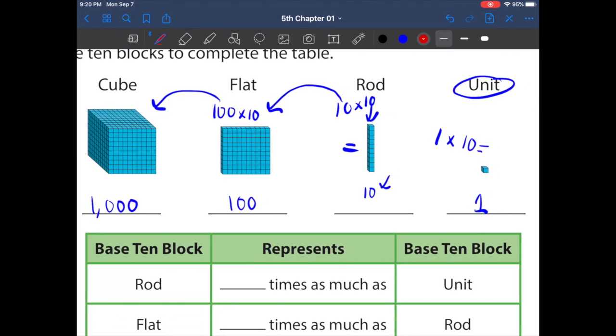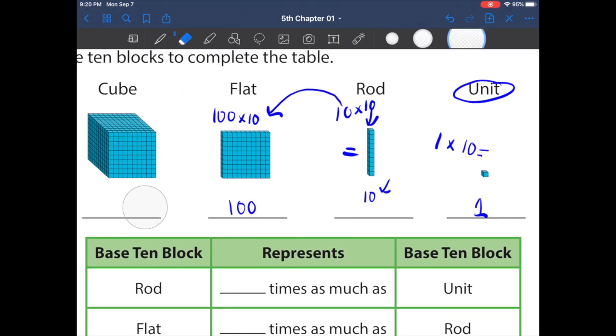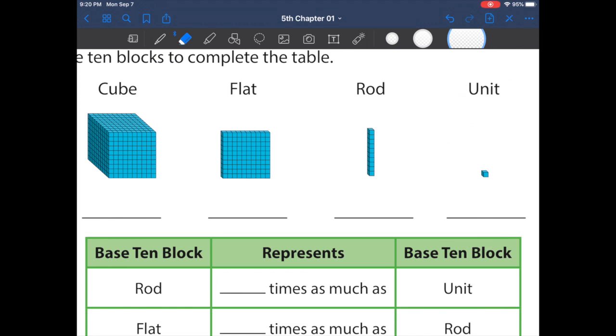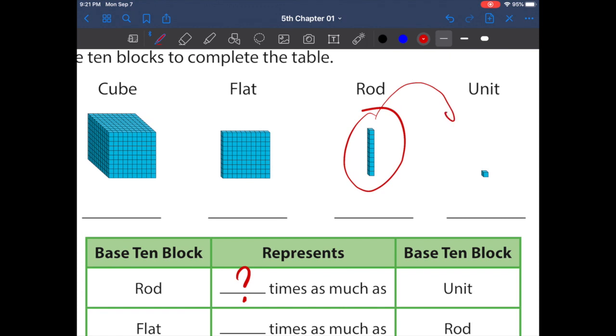So let's take a look at the first question. It says we are talking about a rod. Okay, so we're talking about this one. I'm going to circle it. A rod. So how many times, this rod is how much of a unit? Okay, so how many more of this do we have than that? So this would be 10 times, right? Because there are 10 here and there's 1 here. So 10 times as great as that.